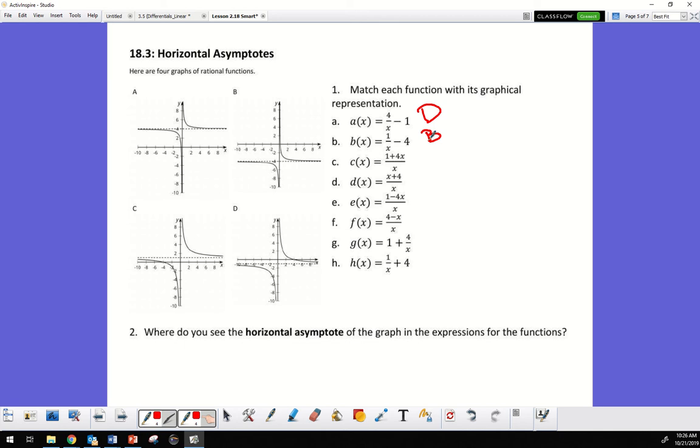Now C, it's not separated, right? So can we separate C? Say yes. All right, let's do the math on it then. So if I break it apart, because they're common denominator, it's going to be 1 over x, very good, plus 4x over x. What's going to happen to those x's? Cancel. So my horizontal asymptote is going to be at +4, right? So what letter is that? That's A.